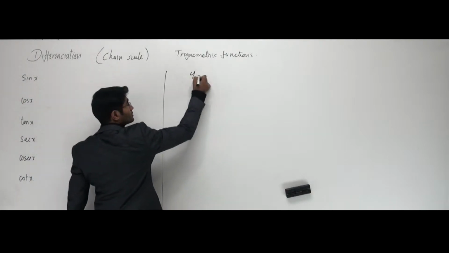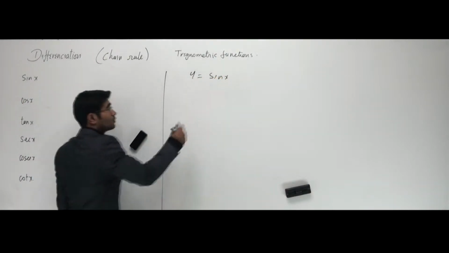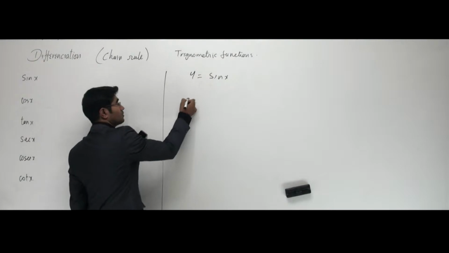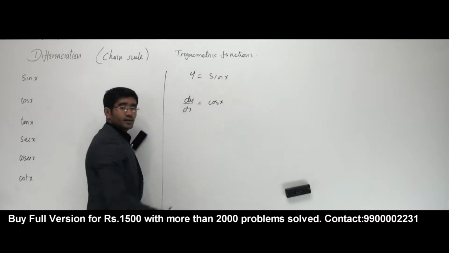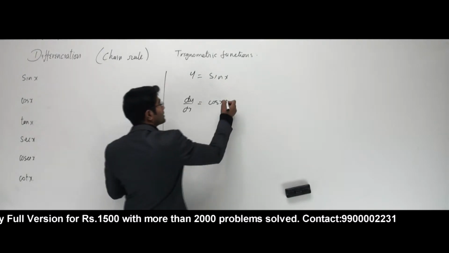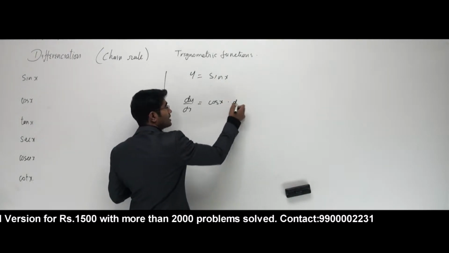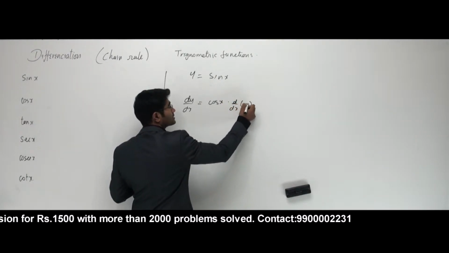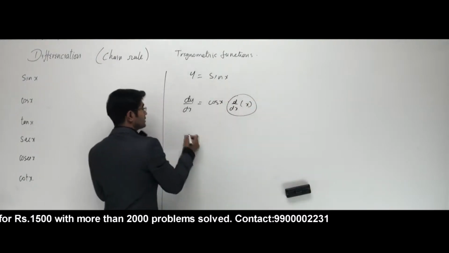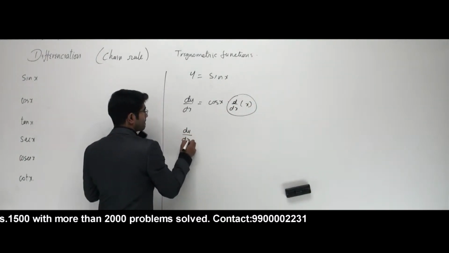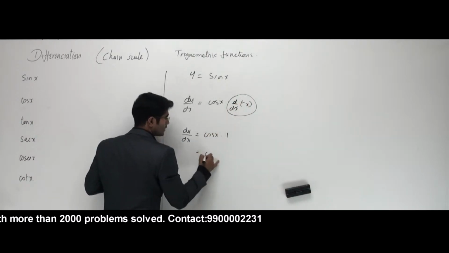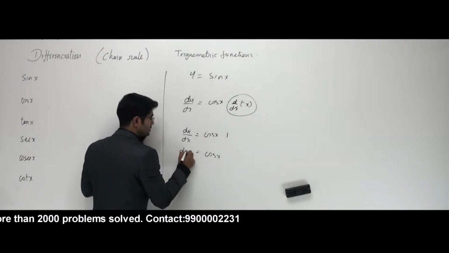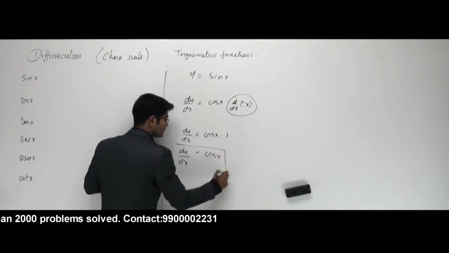Let's say y is equal to sine x. Now if I generally differentiate this, I get dy by dx is equal to cos of x. Now what I do is I differentiate this and I write d by dx of x, which we don't write generally. So it goes like dy by dx is equal to cos of x into 1, and that goes like cos of x. That's it. So that's my differentiation of sine x.